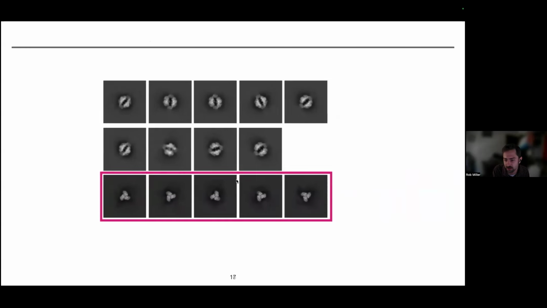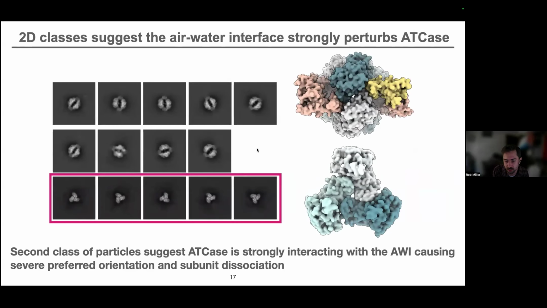And so using just simple projection matching, we were able to determine again that this primary 2D class corresponds to the single view along ATCase, this coffee bean axis, but the second class actually corresponded to free catalytic trimers in solution. ATCase was disassembling on the grid, and this suggested to us that ATCase was strongly interacting with the air-water interface, inducing this preferred orientation problem, as well as causing ATCase to dissociate on the grid.